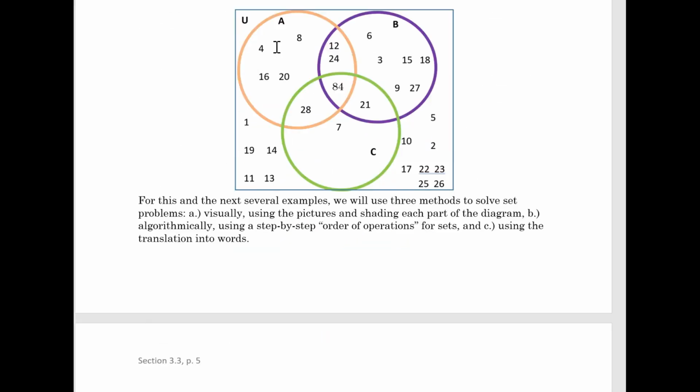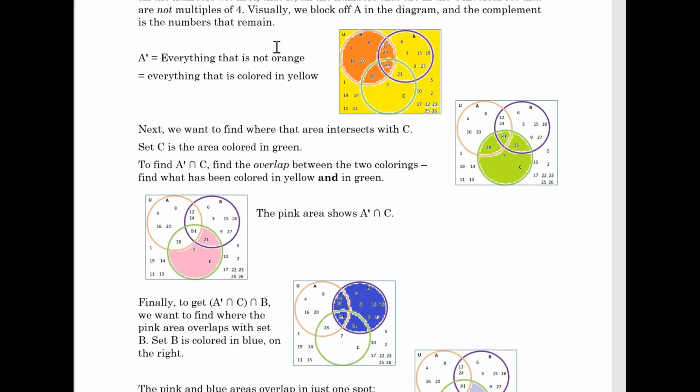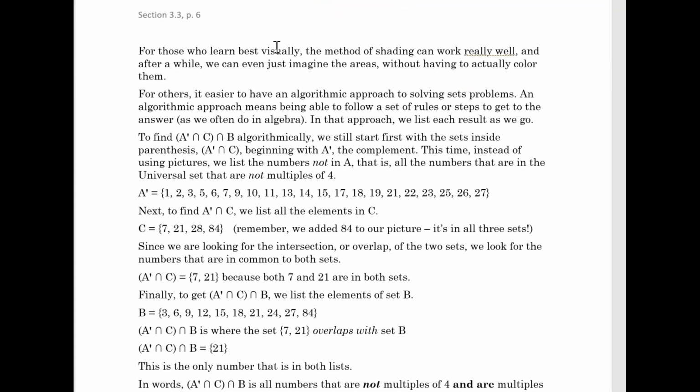Oh, and 84 is also in A. So what are all the numbers that are not in A? That's here. These are all the numbers in our list that are not multiples of 4. So it's a long list and it's a little bit of a pain to write it all out. But the nice thing about doing it this way is we can be very sure we've got our answer if we do it correctly.